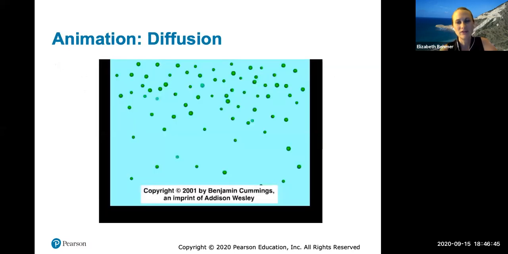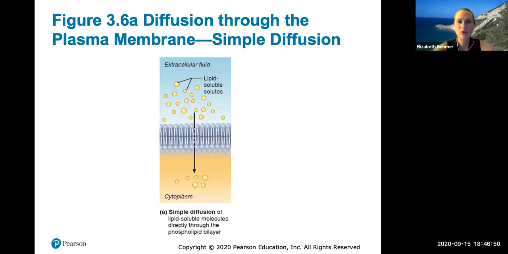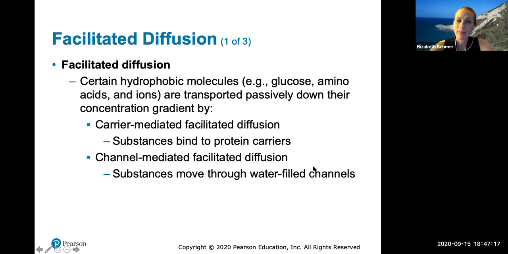This is an animation of diffusion that I'd encourage you to watch on your own when you download the PowerPoint. It shows simple diffusion traveling across the cell membrane. Again, the cell membrane is just the exterior barrier of the cell, showing how there's a higher concentration of molecules outside the cell membrane and how they will diffuse through the cell membrane into an area of lower concentration. So this is simple diffusion.